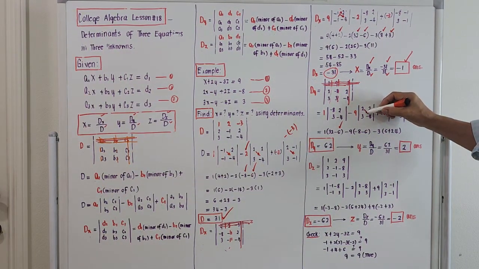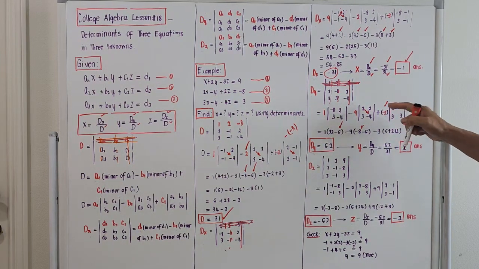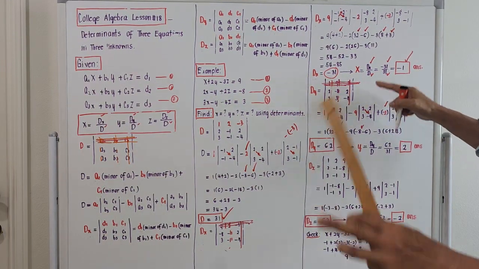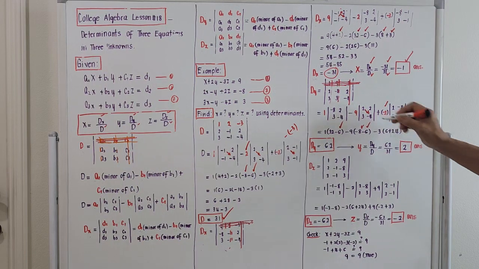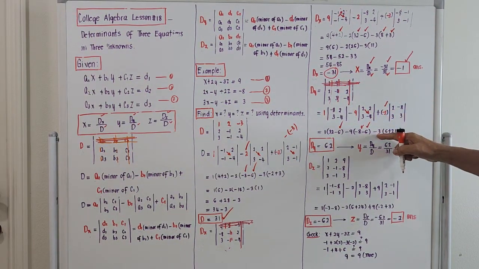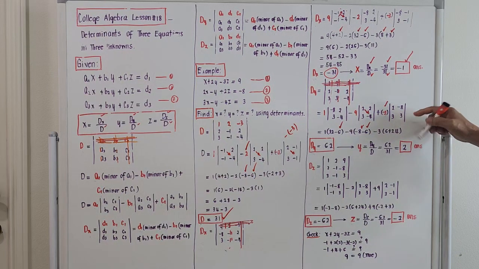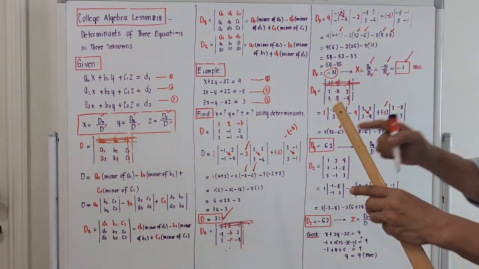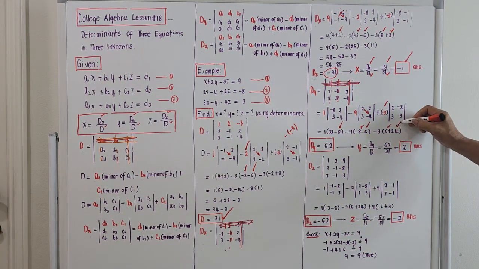2 times minus 4 will be minus 8. 3 times 2 will be 6. The operation is subtraction, so this is minus 6. A plus and a minus, this should now be minus 3. 2 times 3 will be 6. 3 times minus 8 is negative 24, but the operation is subtraction, so this is plus 24.